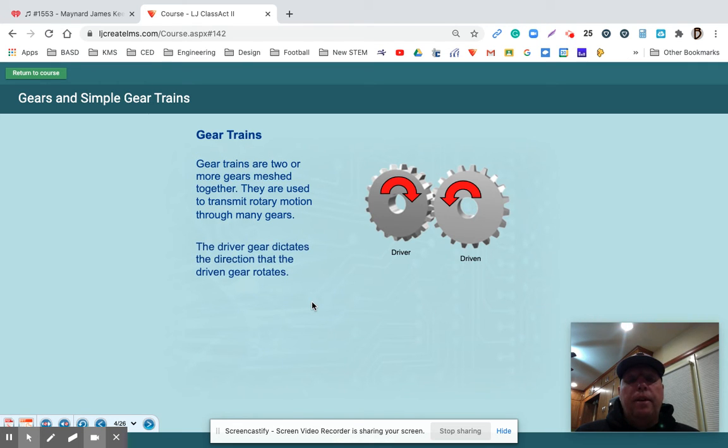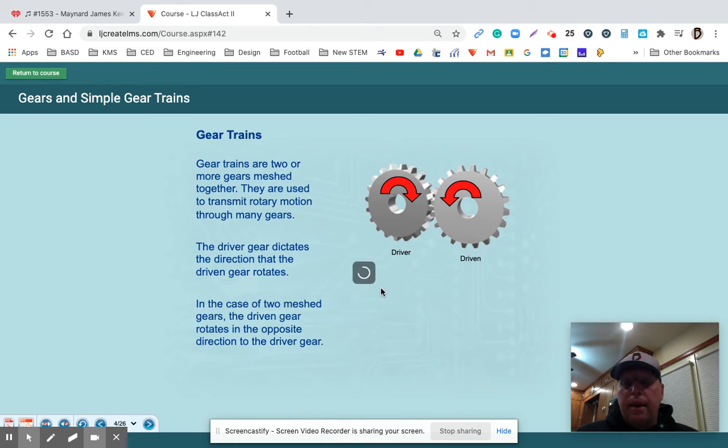The driver gear dictates the direction that the driven gear rotates. So if this is going in a clockwise direction, this is going to go opposite of that direction. In the case of two meshed gears, the driven gear rotates in the opposite direction to the driver gear. So whatever direction this is going, the driven gear is going to go the opposite of that.